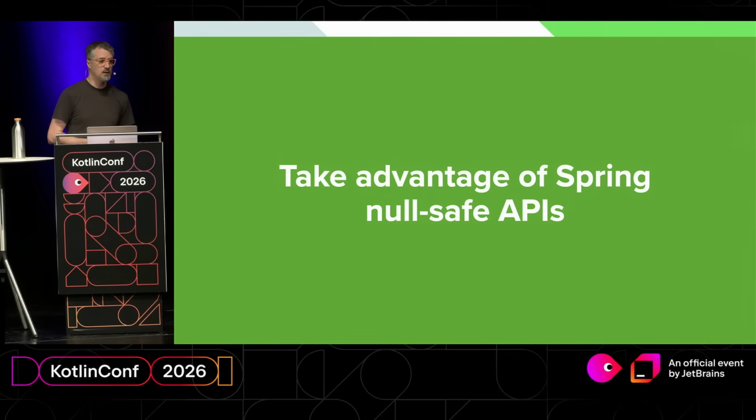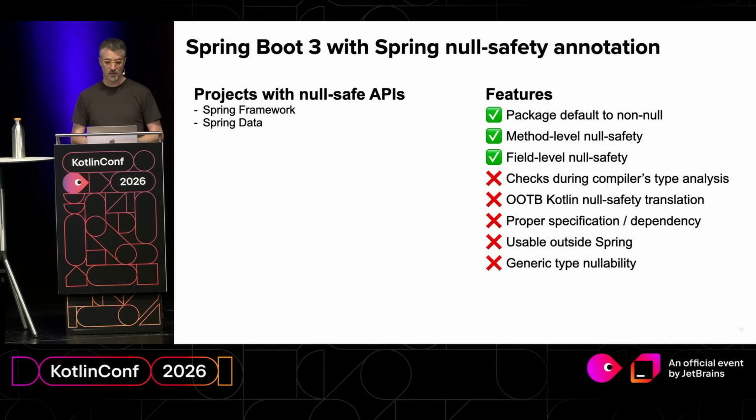One of the biggest features in the Spring Boot 4 release is taking advantage of Spring null-safe APIs. In Spring Boot 3, we already had some null-safety annotations, but the support was very partial. We had null-safety annotations in Spring Framework and Spring Data, not other projects from the Spring portfolio. It was setting package default to non-null, like in Kotlin, and providing method and field-level null-safety, but there were a lot of limitations. We were not necessarily checking everything with build plugins, so basically, we had to rely on the community, raising issues and saying, oh, I can't use this method in Kotlin because you have a null-safety mismatch.